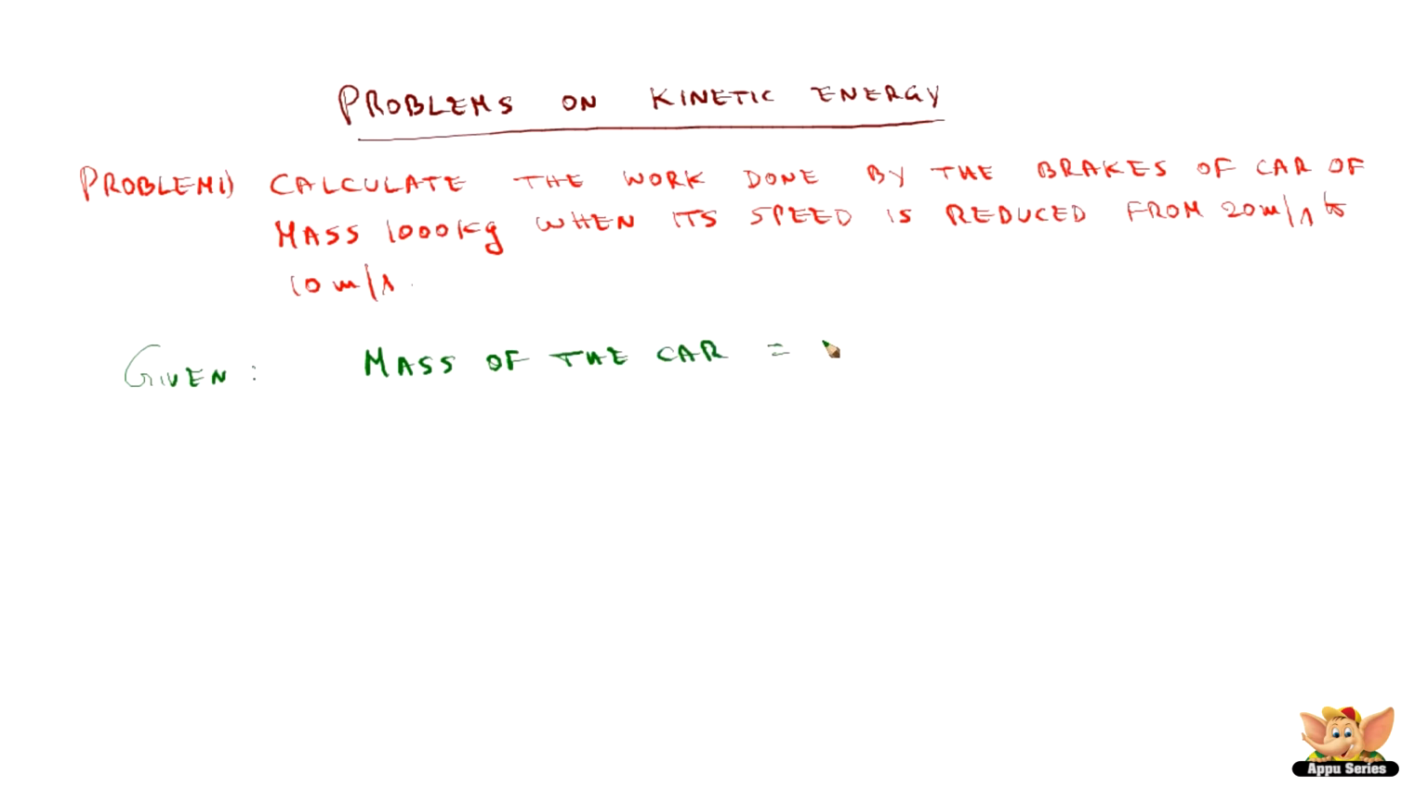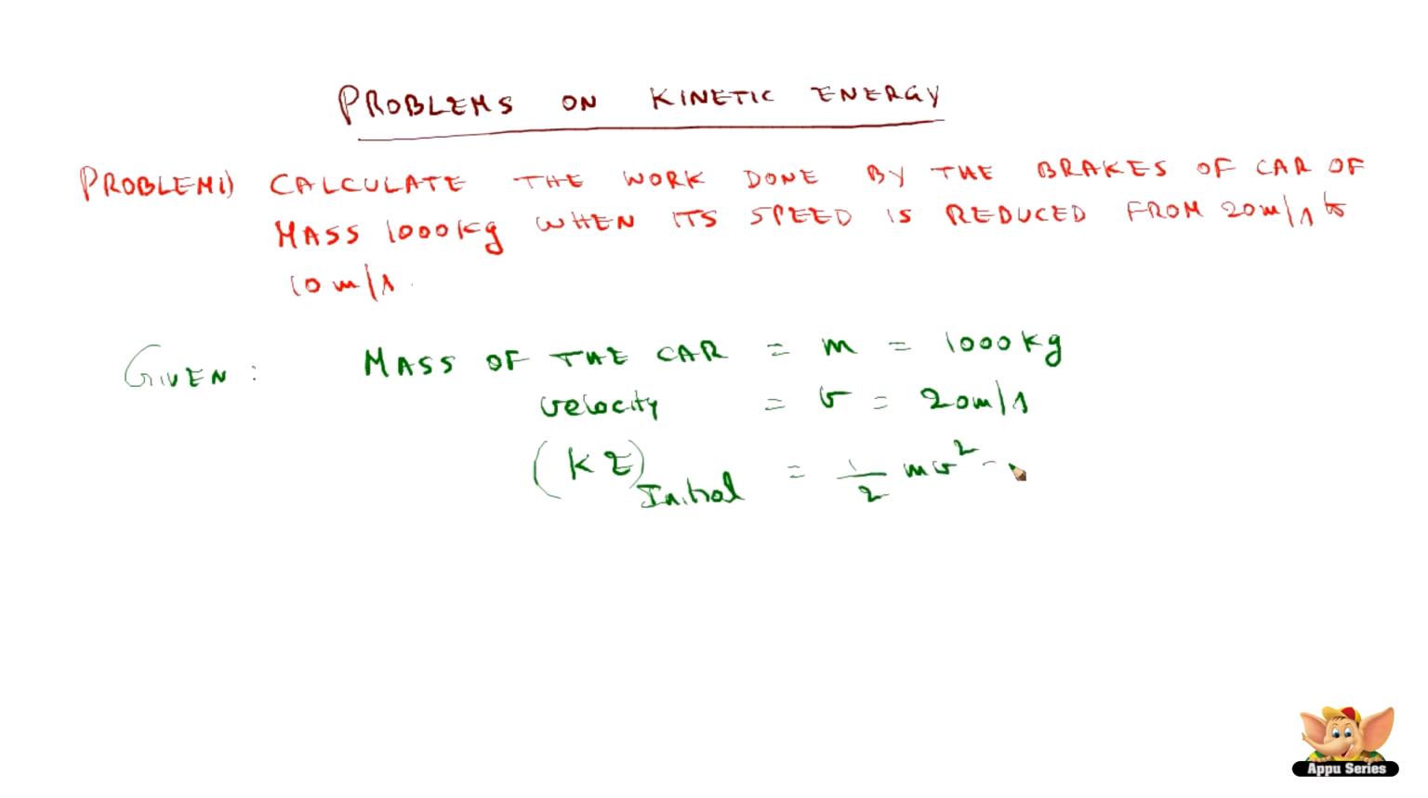which is m, 1000 kg, and the velocity of the car when it is at 20 meter per second. What is the kinetic energy? We'll call this the initial kinetic energy because the initial velocity is 20 meter per second, then it went to 10 meter per second. So the initial kinetic energy is given as half mv square.